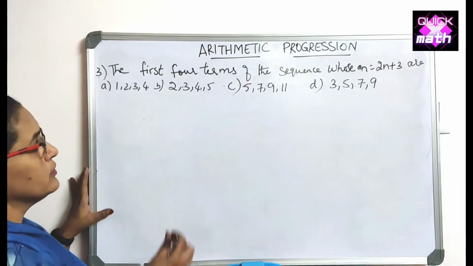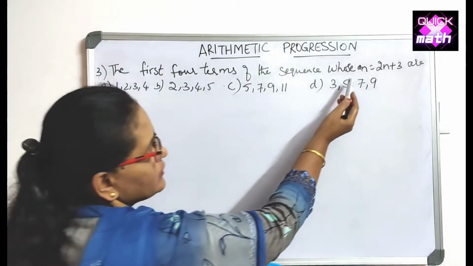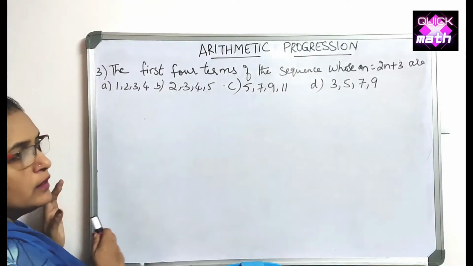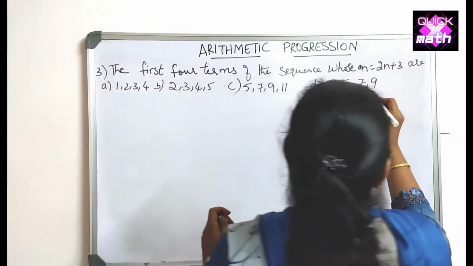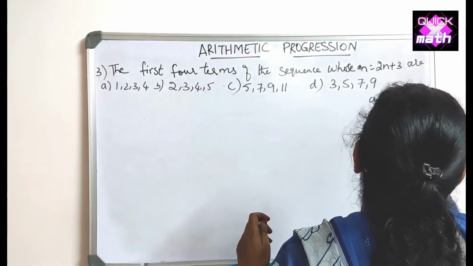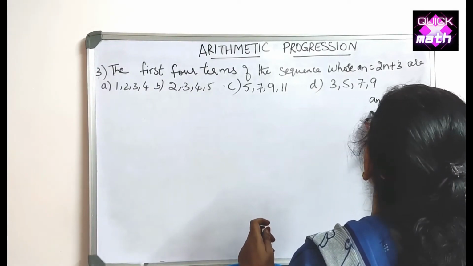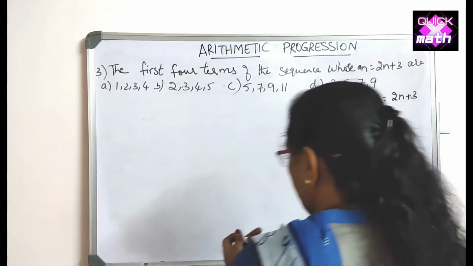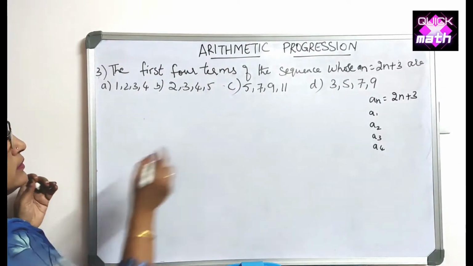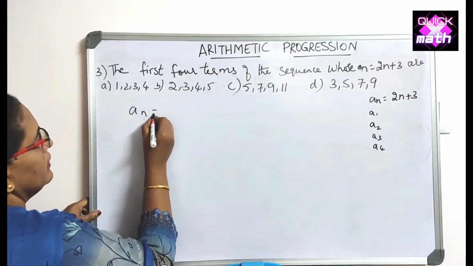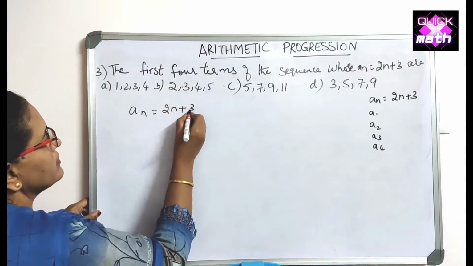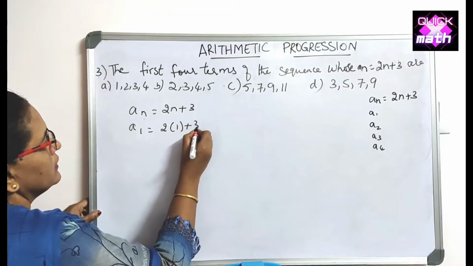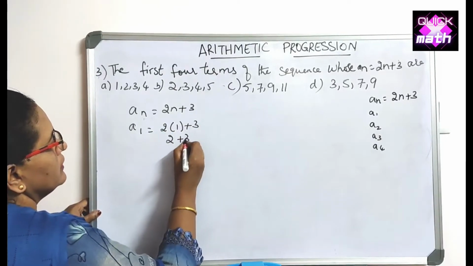Let us solve the next question. The first four terms of the sequence whose an is equal to 2n plus 3 are, and these are the options given. So what is given in the question? That is an is equal to 2n plus 3. The equation is given and we need to find out a1, a2, a3 and a4. So now let us take the equation, that is an is equal to 2n plus 3. So a1 let us take as 2 into 1 plus 3. So 2 plus 3 gives you 5.